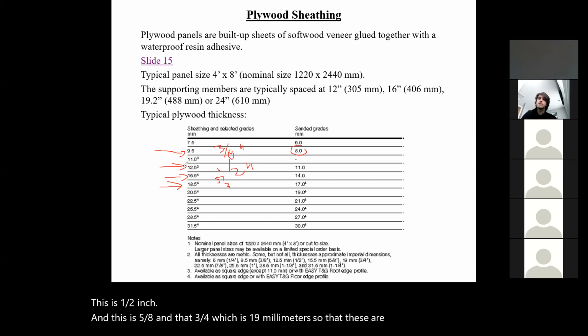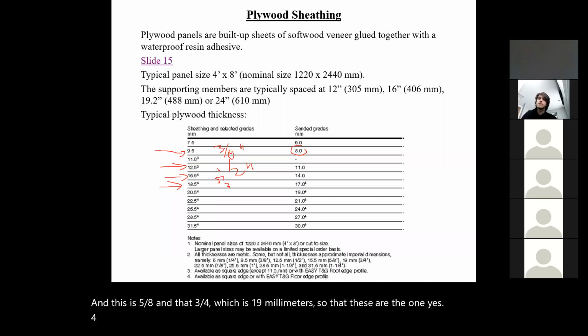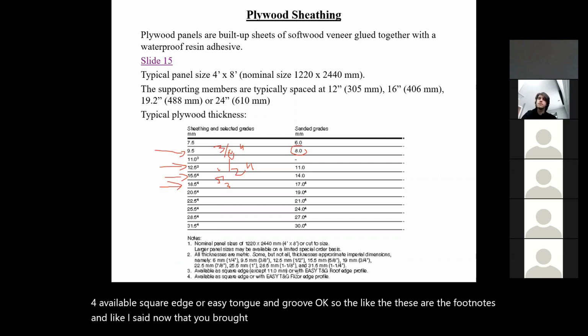Sir, yes, one more question. What's the exponent next to the numbers when you go down the table? Well, number 4: available as square edge or easy tongue and groove. Those are for the notes. Okay, thank you. Like I said, these are the footnotes. And now that you brought it up, does everybody know what tongue and groove is?